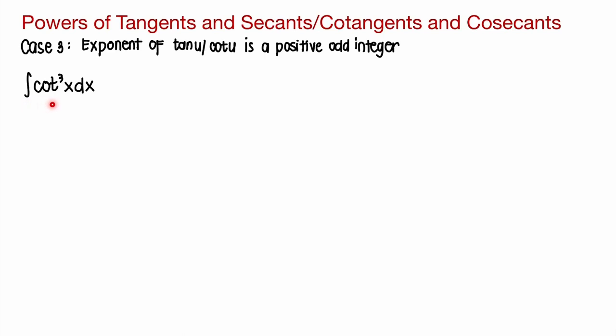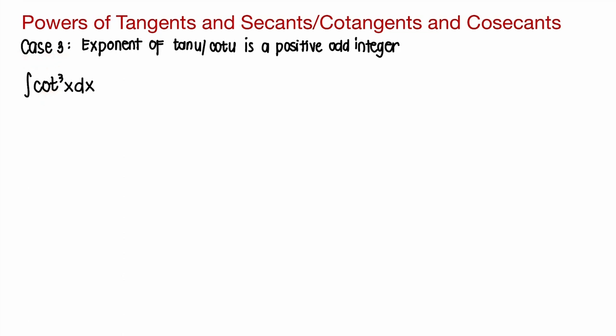There are several ways to evaluate the integral of cotangent cube x dx, one of which is to change cotangent into cosine over sine, and then proceed to evaluating the integral using the rule on the powers of sines and cosines. Or we can also focus on the odd exponent of cotangent x, which is case number 3.